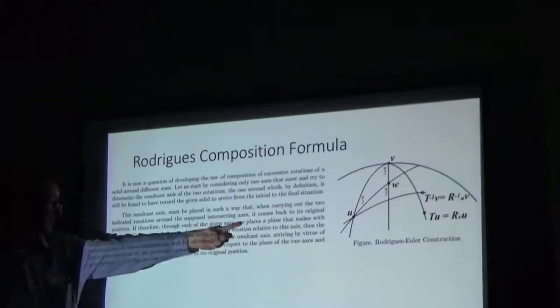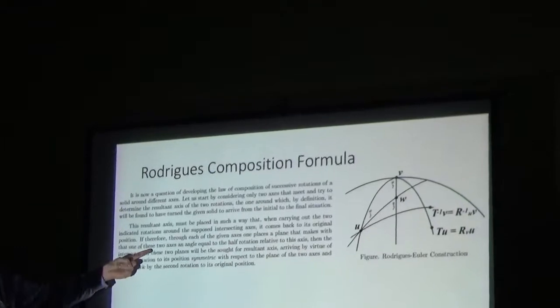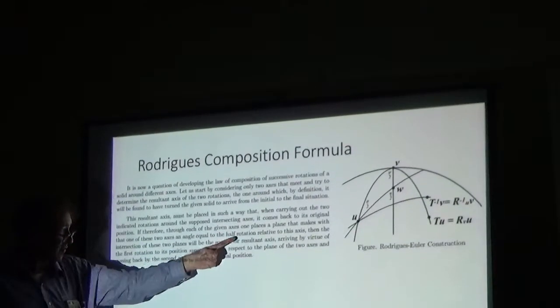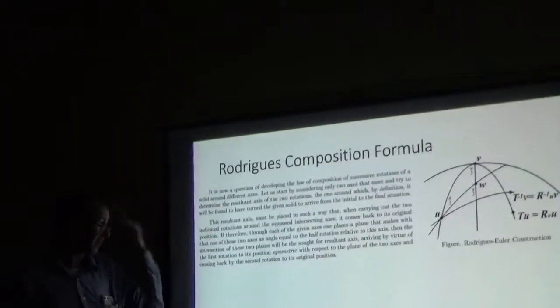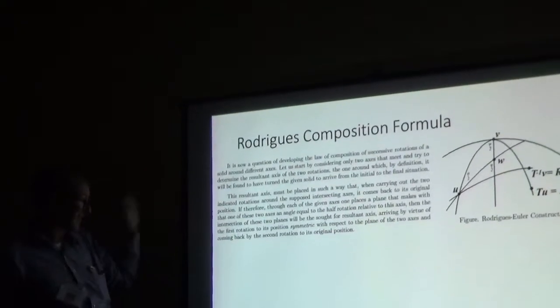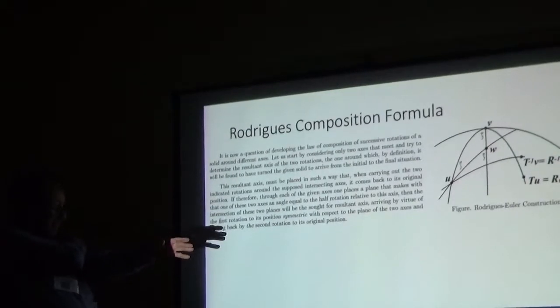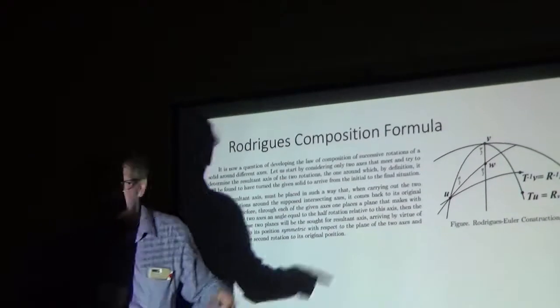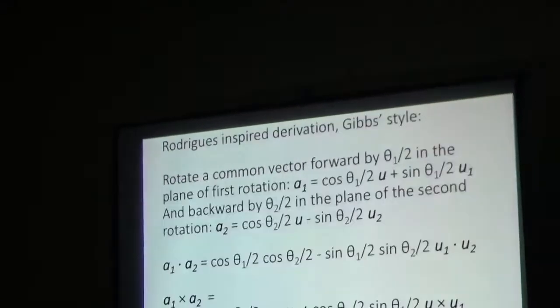If therefore, through each of the given axes, one places a plane that makes with that one of these two axes an angle equal to half the rotation relative to this axis, then the intersection of these two planes will be sought for the resulting axis, arriving by virtue of the first rotation in its position symmetric with respect to the plane, and the two axes arriving back. And if you reverse the order of the rotation, the axis comes differently, and he actually talks about that.